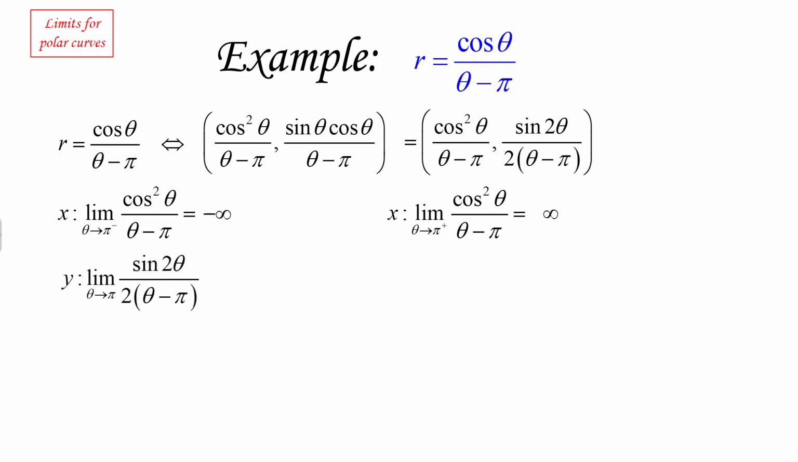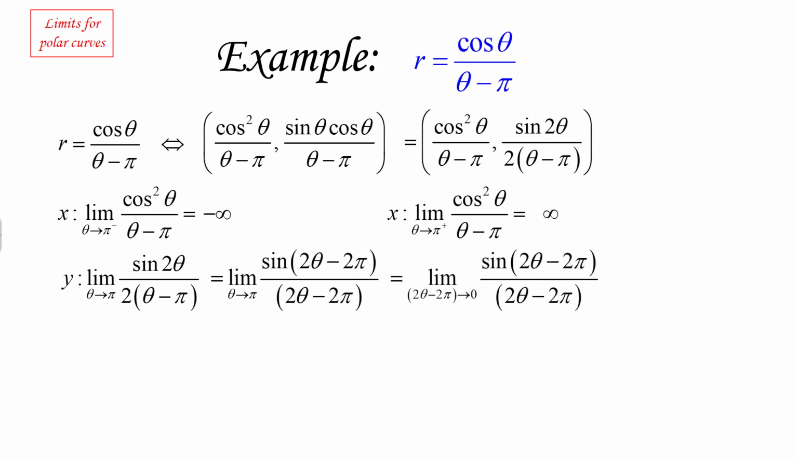As far as the y-coordinate, we're looking at the limit as theta approaches pi of sine of 2 theta over 2 times theta minus pi. But we know that the sine function is periodic with period 2 pi. So that means that if we add or subtract 2 pi from the argument of sine, the function does not change. So what we're going to do is write the top as sine of 2 theta minus 2 pi. Now notice that we have the same thing inside the sine and in the bottom. And notice also that theta is going to pi, which means that that's the same thing as saying that 2 theta minus 2 pi is approaching 0.